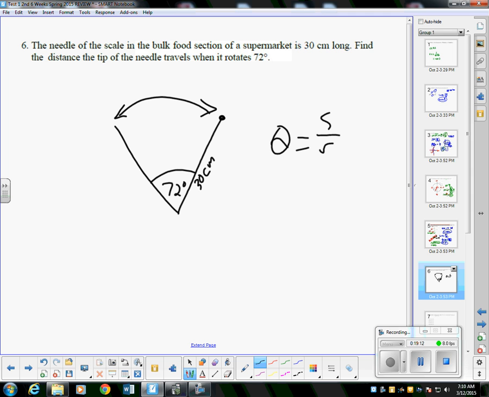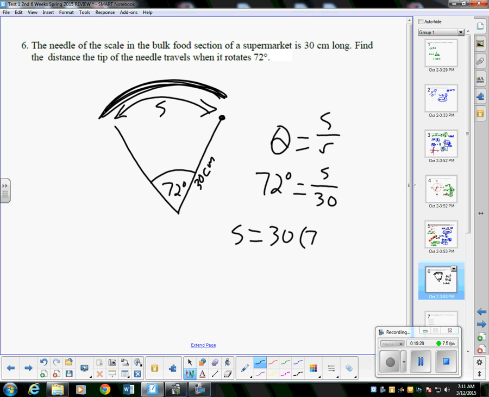I'm putting it as a big dot. We want to know the distance that this thing travels back and forth. So what we want to find is S. We have theta, 72 degrees, is equal to S over R, which is 30. So S is going to be 30 times 72 degrees.